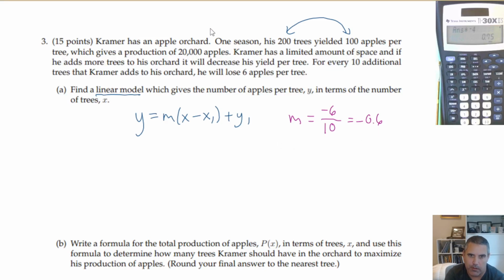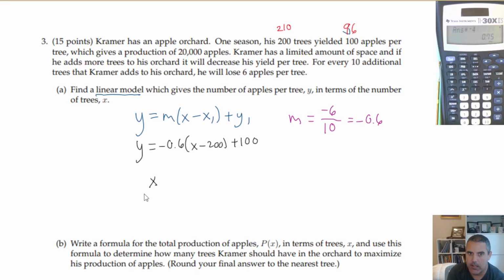You don't have to think through it like I just did. If you would prefer numbers, you could have said, well, they told me what 200 trees does. So if I add additional, so that's going to be 210, then this is going to be 96. So you could have used those 2 points to find the equation of the line as well. So negative 0.6 x minus 200 plus 100. I would then simplify that, and then I would do x times y.